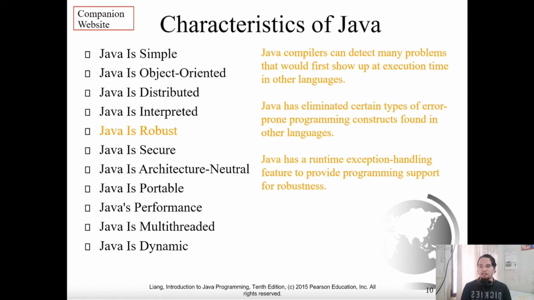Java also has a runtime exception handling feature to provide programming support for robustness. It gives indications of what the error is, and it tries to help you solve that error. With exception handling, when it sees an error, it grabs that error and shows you which part of your program is wrong. You need to fix that first. So that is Java being robust.